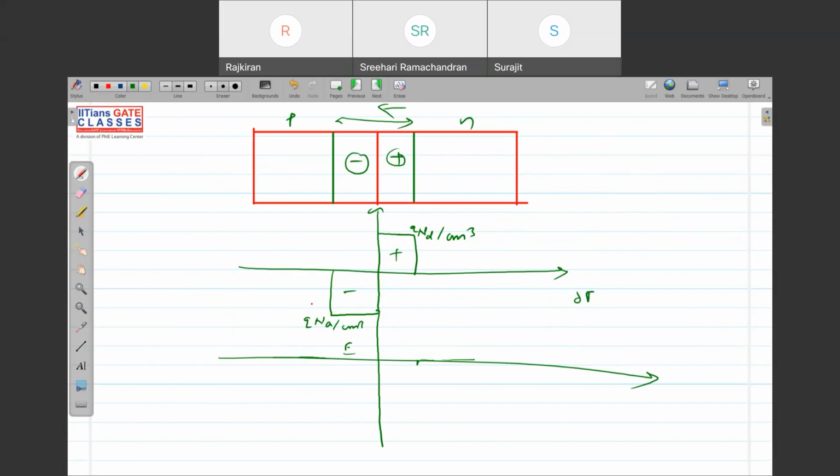Inside, what is the electric field? We know dE by dx is equal to charge density divided by epsilon. Sorry, you were not there, I have explained this one. This is what you call Gauss law, Poisson's equation. Yes, Gauss law. So I have explained it before you came there.